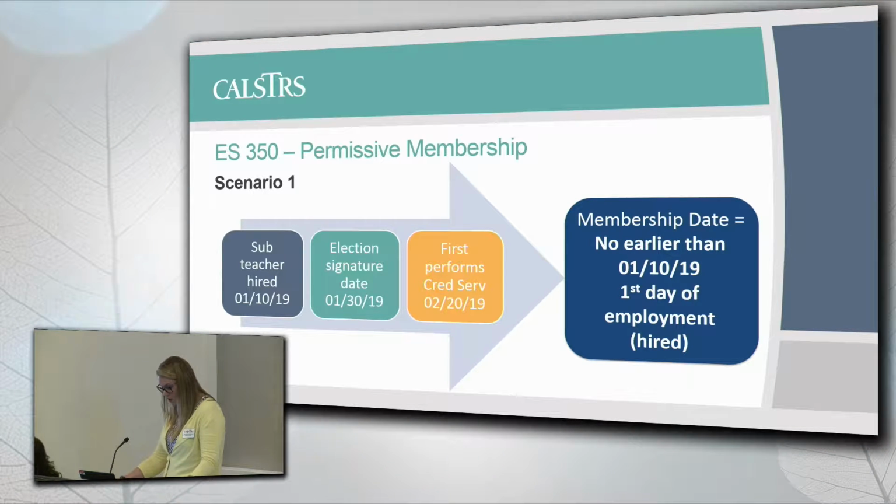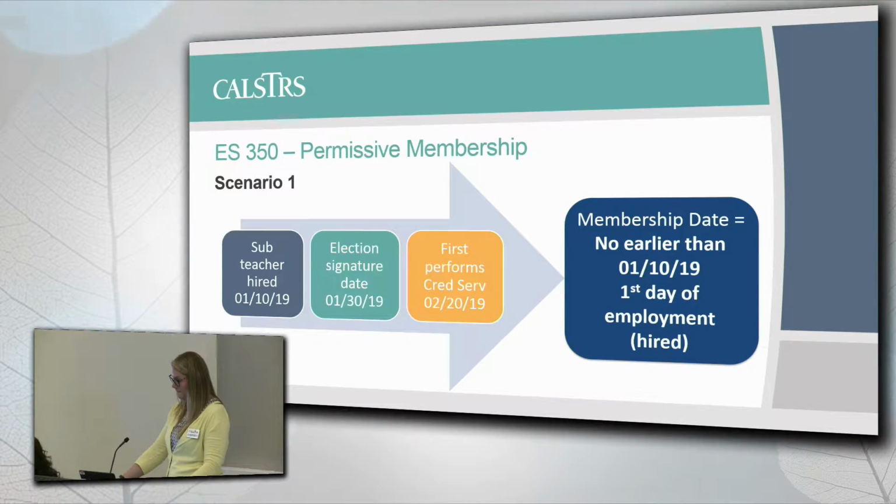So in this scenario, you would immediately enroll this person as a member with the elected date, which could be no earlier than 1/10, and then you would start reporting the member service and contributions to us immediately. Does that make sense? Got a question?